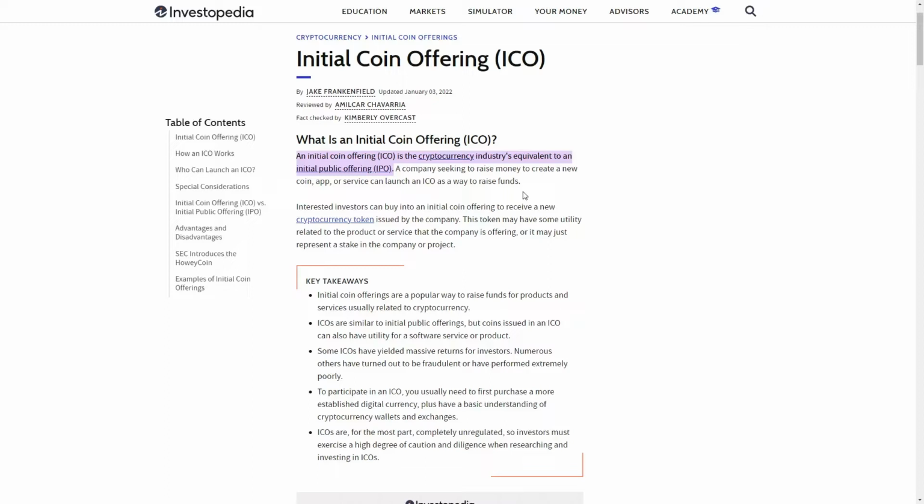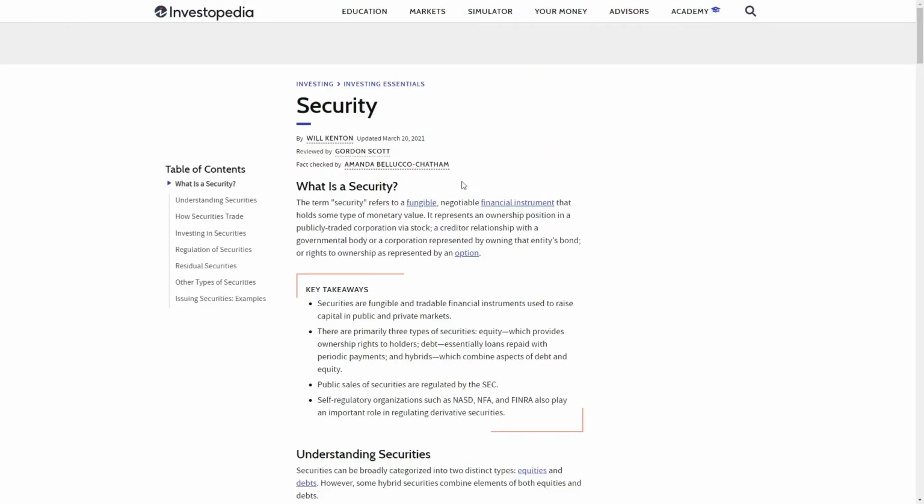Now we know what an ICO is, let's jump into the definition of a security and then we'll give a few examples. So, what is a security? I'm going to highlight the key points on this. The term security refers to a fungible, in this case simply meaning interchangeable and transactable, negotiable financial instrument that holds some type of monetary value. It represents an ownership position in a publicly traded corporation via stock. A creditor relationship with a government body or a corporation represented by owning that entity's bond, or rights to ownership as represented by an option.